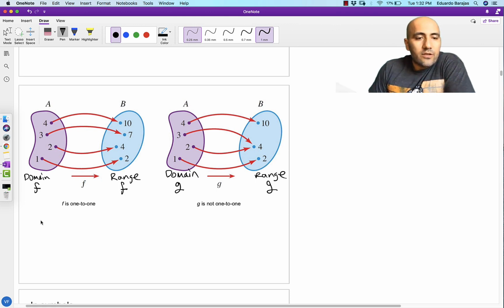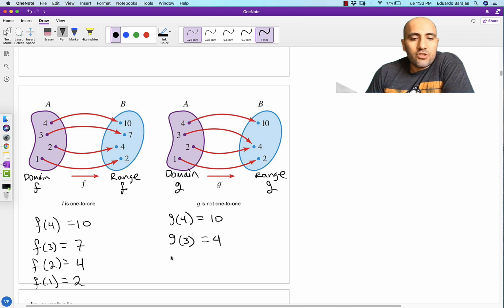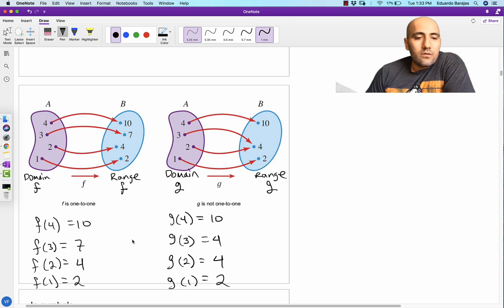In notation style, we can also say that for here, this is f of 4 equals 10, f of 3 equals 7, f of 2 equals 4, and f of 1 equals 2. Over here, we have that g of 4 equals 10, g of 3 equals 4, g of 2 equals 4, and g of 1 equals 2. Just a different notational style that describes the exact same thing.